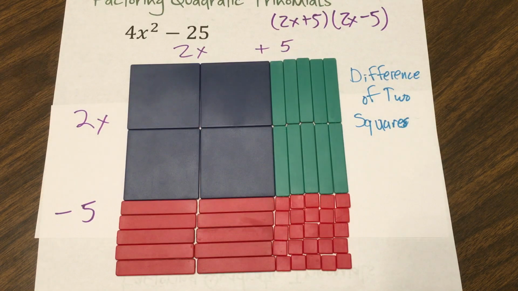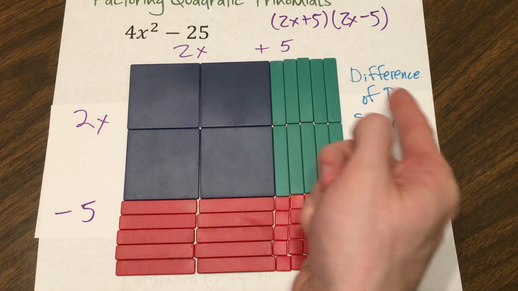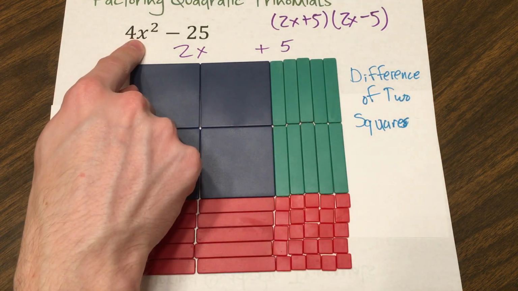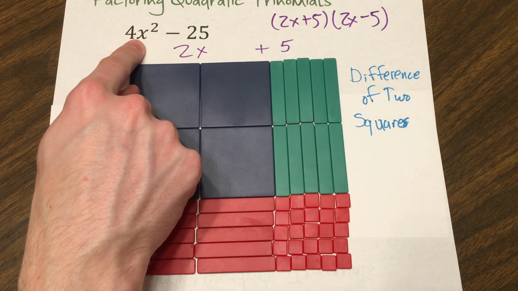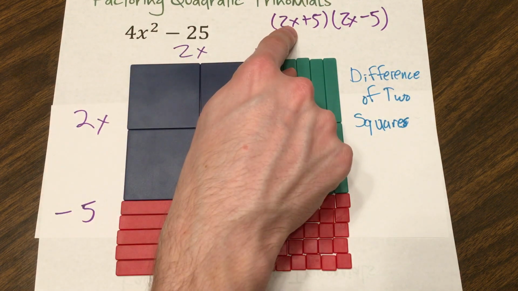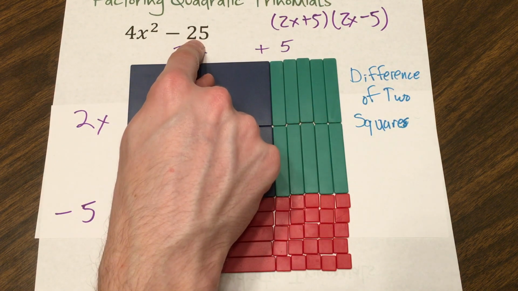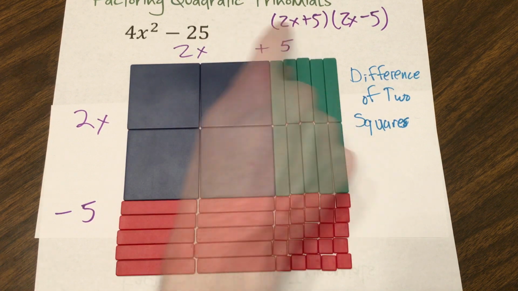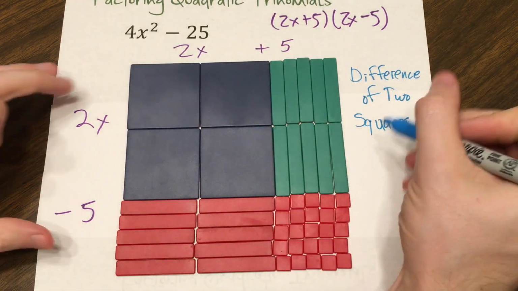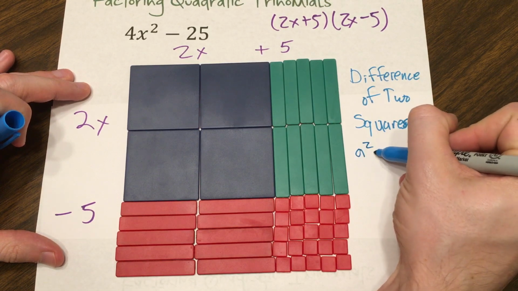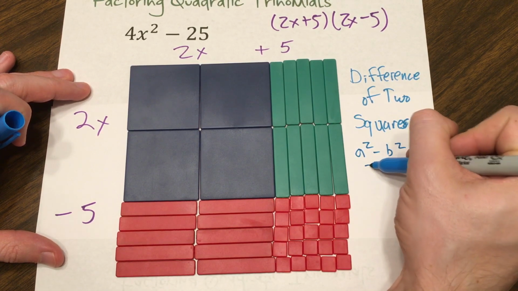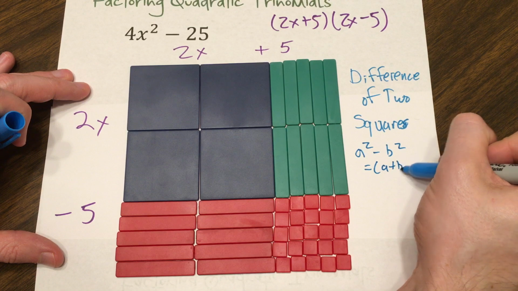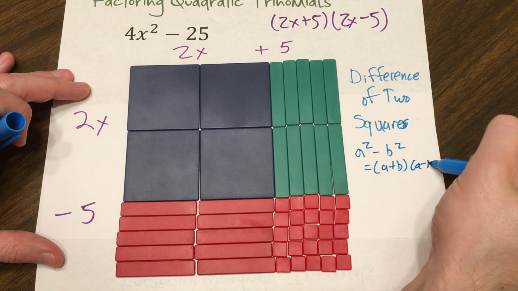An important note to make about this binomial is that it is the difference of 2 squares. This 4x squared is a perfect square. If I square root it, I get 2x. This 25 is a perfect square. If I square root it, I get 5. You might have seen it written like this: a squared minus b squared is a plus b times a minus b.